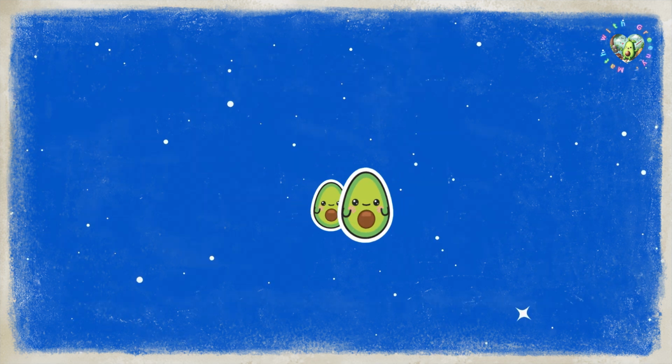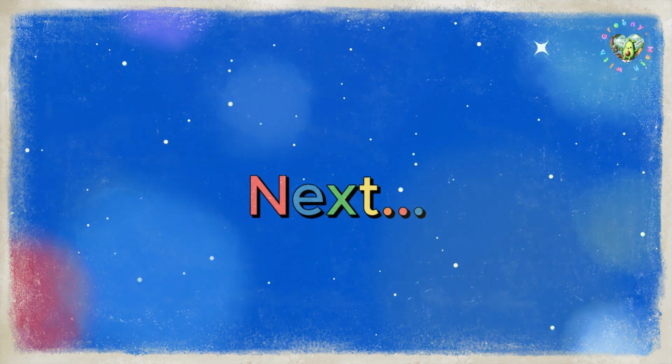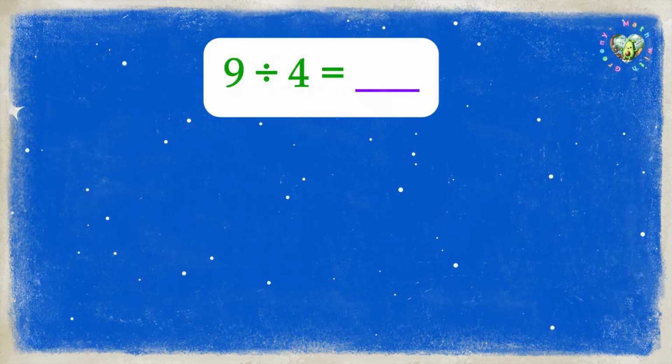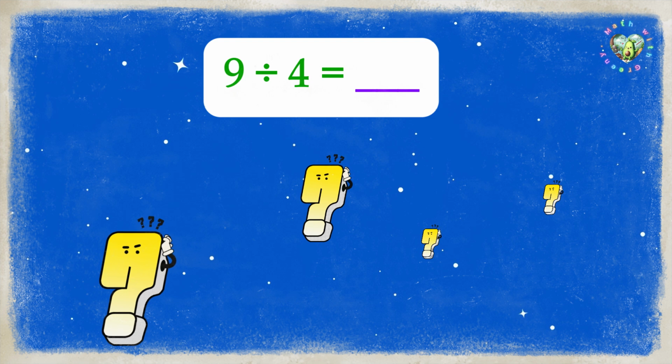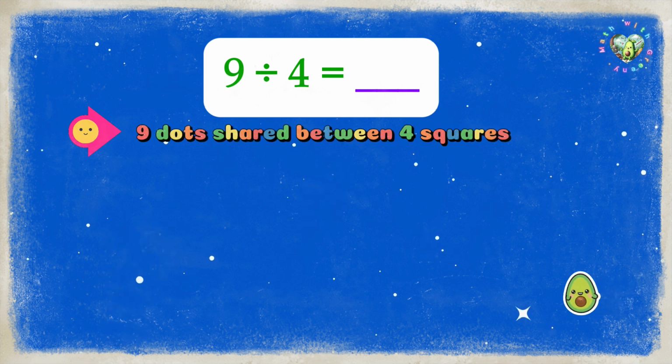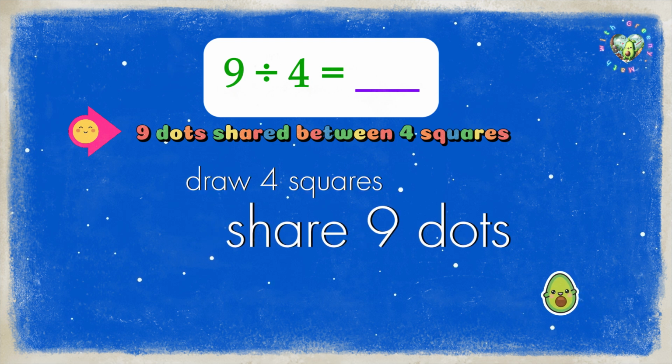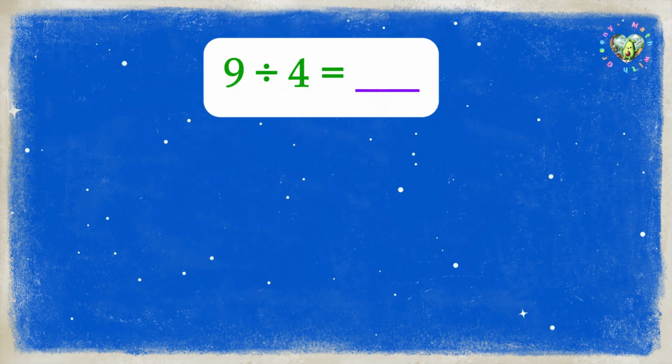Got it. Can we do another one together? Of course. Let's try this one. 9 divided by 4. What's the first step? 9 dots shared between 4 squares. So, I'll draw 4 squares and share the dots, one at a time, round by round. Perfect. Let's do it.